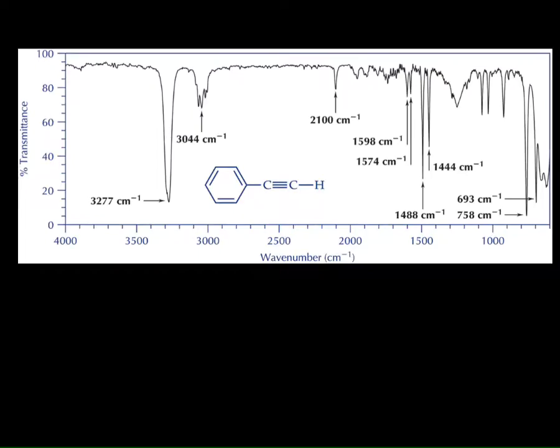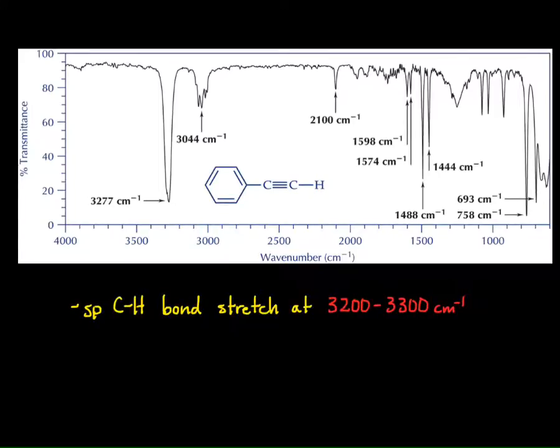And here's an example of that where I have an alkyne present. There's a carbon-hydrogen bond, and notice I have an absorption at 3277. And so we see that an sp carbon-hydrogen bond stretches a little higher in energy than that of an sp2. So the highest energy is sp, then sp2, and then sp3 hybridization. And so we can distinguish between them.